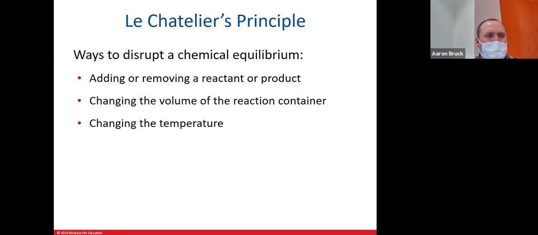There are three primary ways that we can see an equilibrium system be disrupted. One of them is changing concentration. So if I add a product or remove a product, if I add more reactant or take a reactant away, that would disrupt the equilibrium. And the equilibrium would have to adapt to that situation.